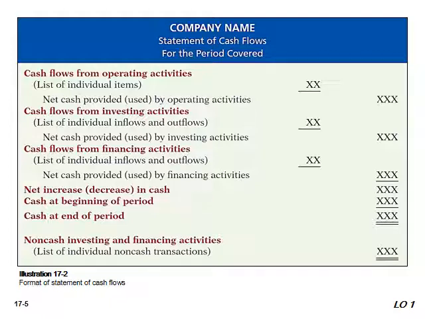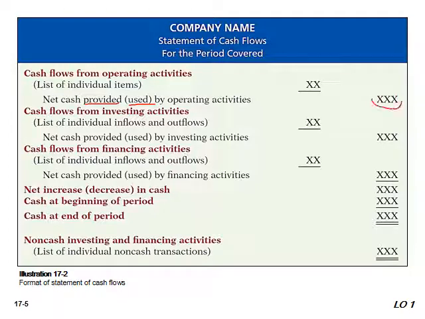So, statement of cash flows, the basic format: you have your cash flows from operating activities, and you end up with a statement net cash provided. If it increases cash, it's provided. If it decreases cash, you say used. Then you have your cash flows from investing activities. Then you have your cash flows from financing activities. In each case, if the cash increases, you say net cash provided by, and if your net cash decreases, you say net cash used by.